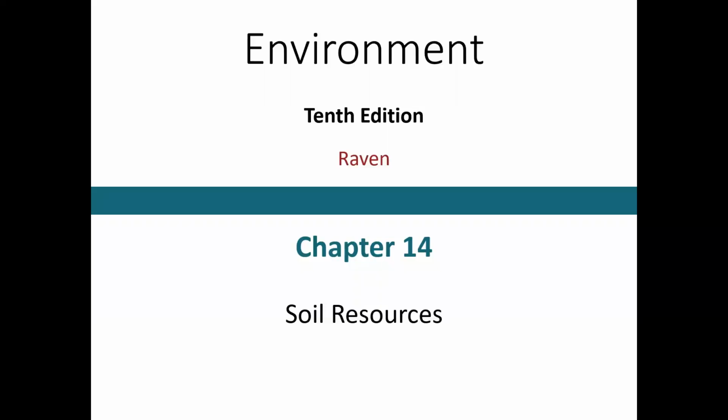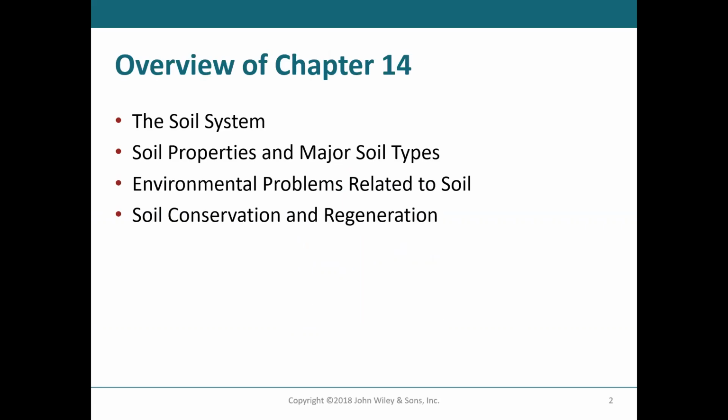Okay, this is chapter 14, soil resources. An overview of your chapter. We're going to be talking about the soil system, soil properties and major soil types, environmental problems related to soil, conservation and regeneration. Right now, I'm gonna let you guys know that I will be mentioning the things you will need to know for the exam. So pay attention.